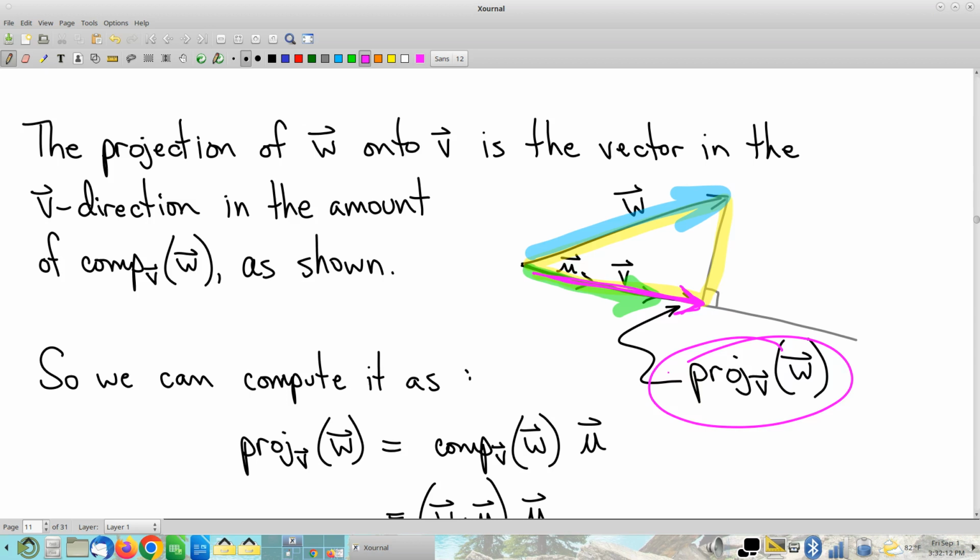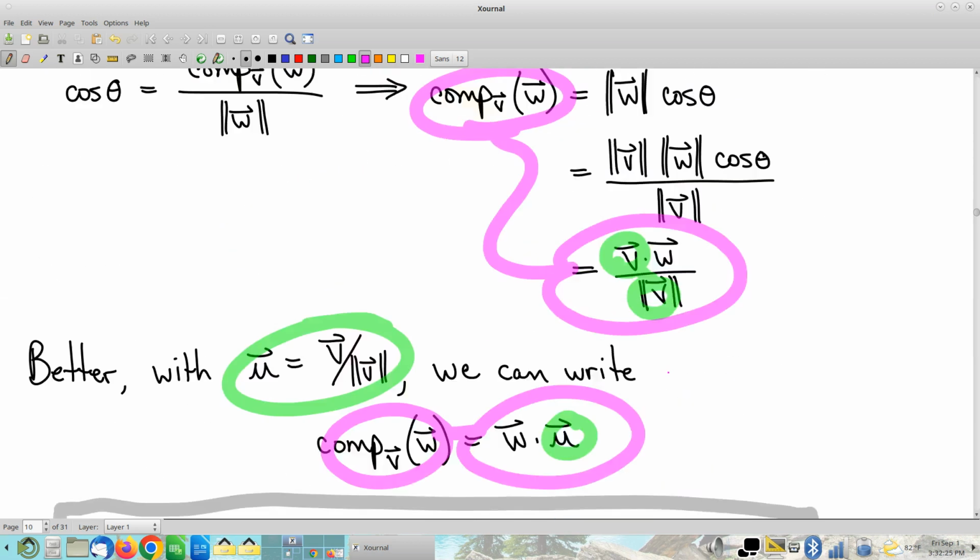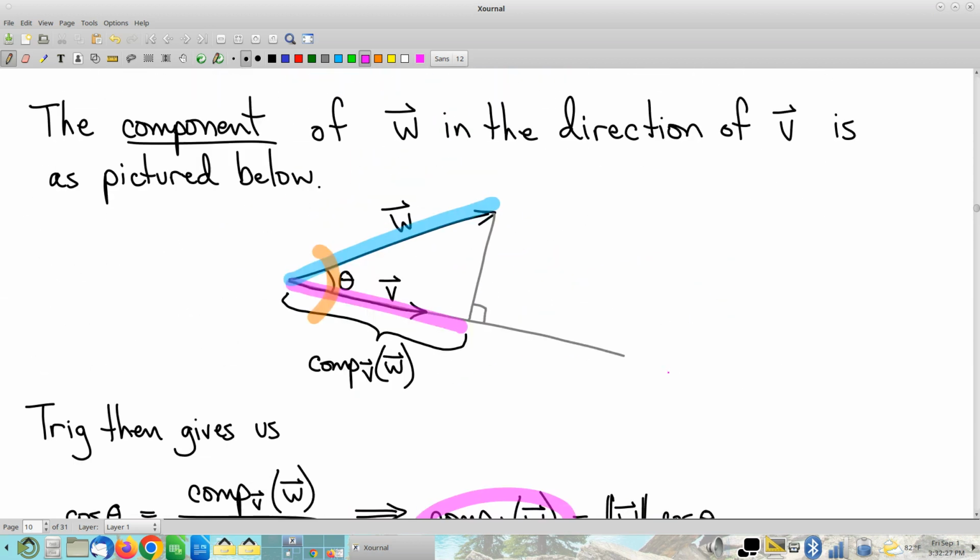The projection is a vector. I do not mean by projection here the distance or any sort of a scalar quantity. This is literally a vector. By contrast, notice up here, this component is not a vector. This component's a scalar. And why do we have these two different concepts? Well, because sometimes you need a scalar. Sometimes that's what you're interested in.